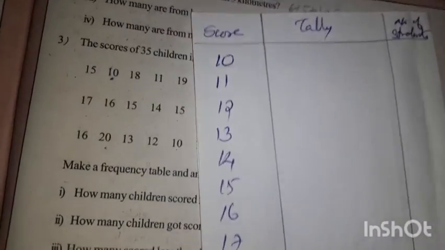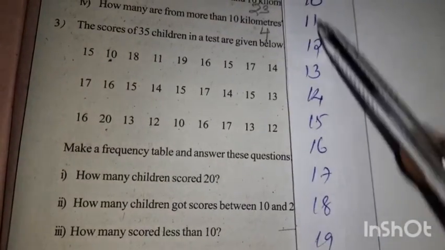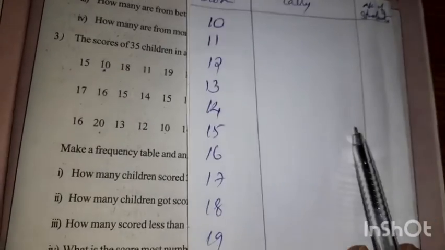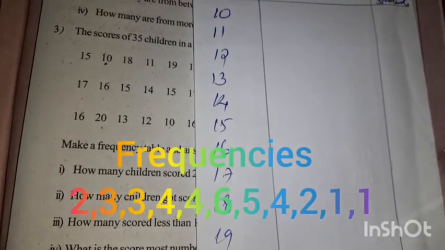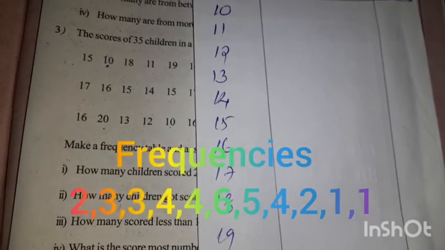So first you have to make a frequency table. So make a frequency table like this: score, tally and number of students, and write the scores from the least number to the top number, that is 20. So 10 to 20 you have to write the scores. Then you have to tally each one. Each number should be tallied and find out the number of students and find the each questions.